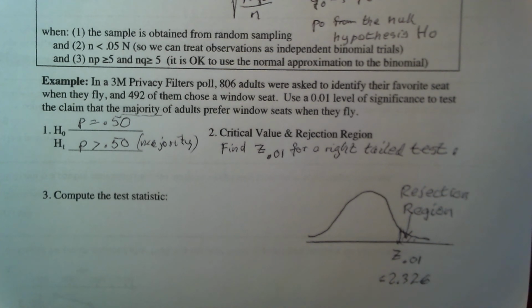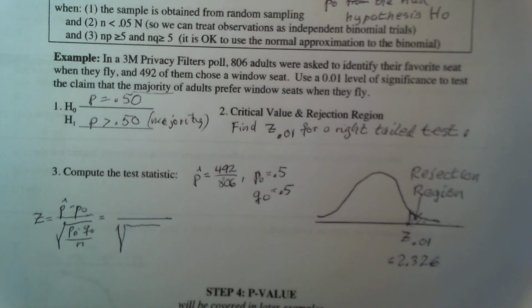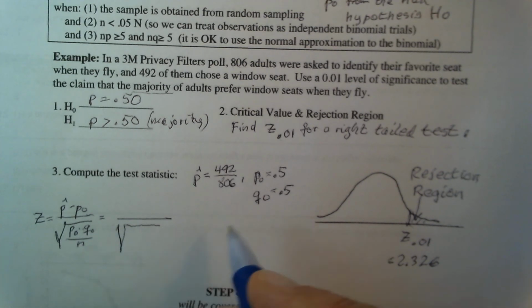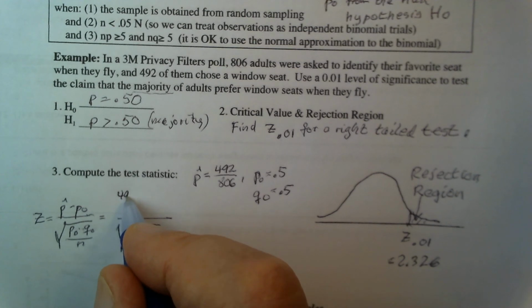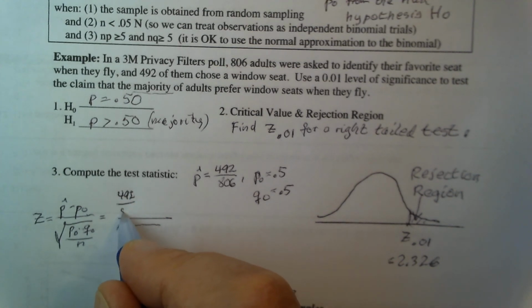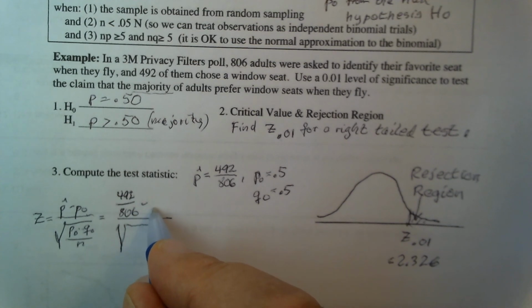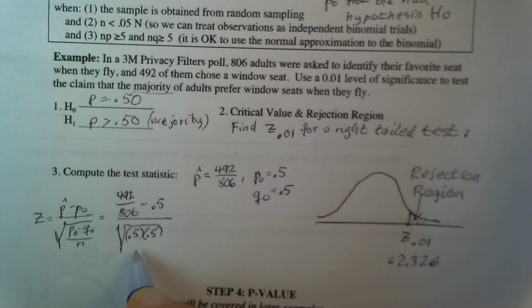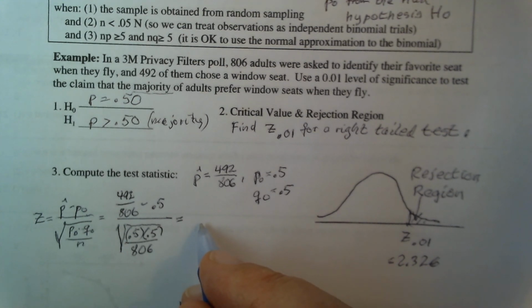Next we need to compute our test statistic. So using the formula for the test statistic, z equals p hat minus p sub 0 divided by the square root of p sub 0 q sub 0 divided by n, we then get 492 divided by 806 minus 0.5, divided by the square root of 0.5 times 0.5 divided by 806, and that z-score happens to be 6.27.